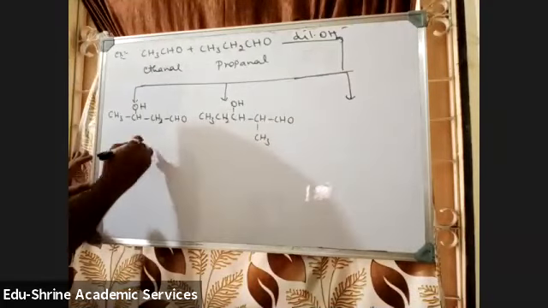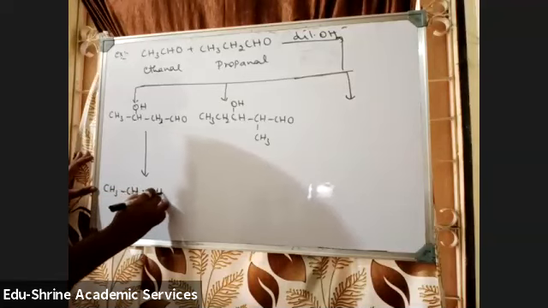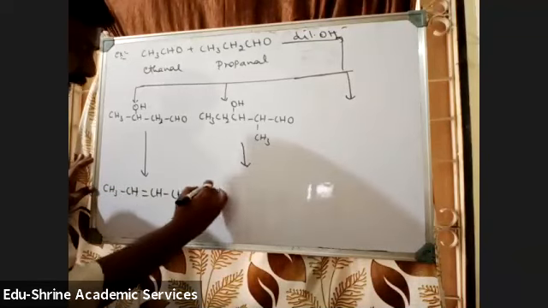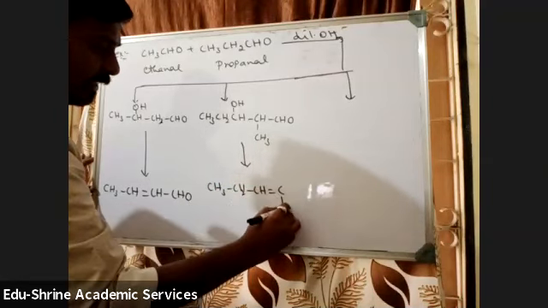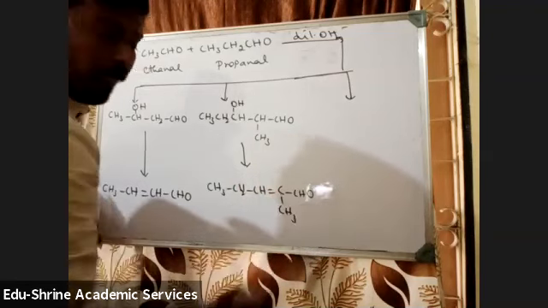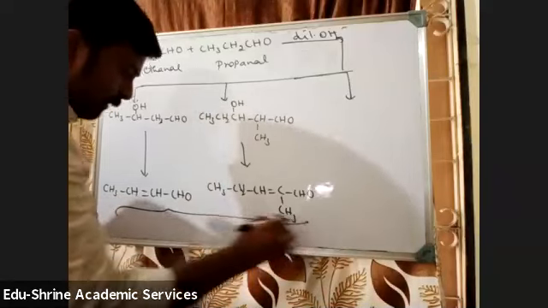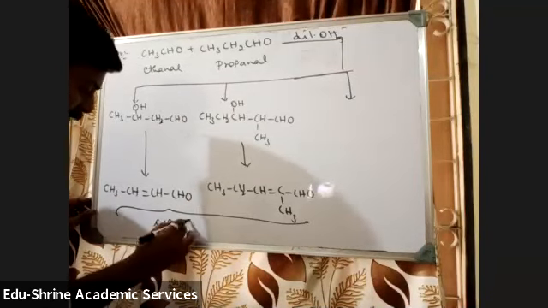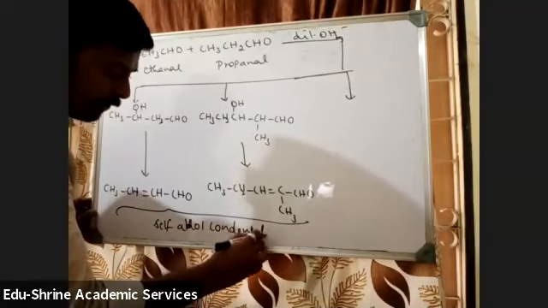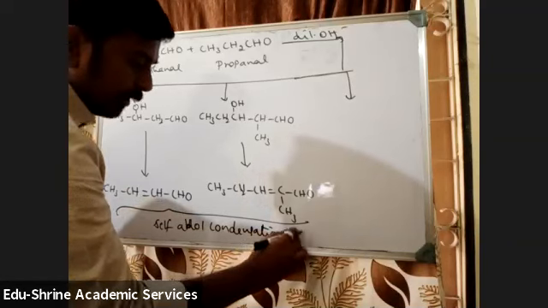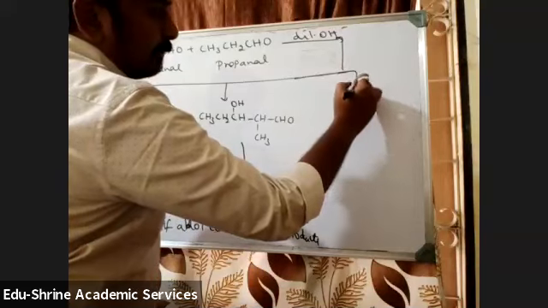From here I can write the alkene also: CH3, CH double bond CH, CHO. And from here you will get CH3, CH2, CH double bond C, CH3, CHO. So these two we have already seen in the first reaction. So these two are the self-aldol condensation products. Then let us come to the third product.